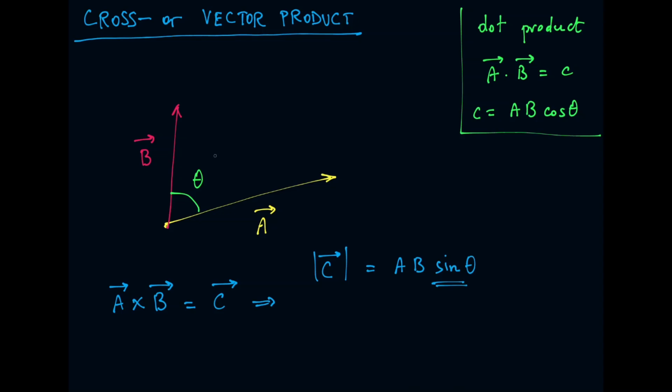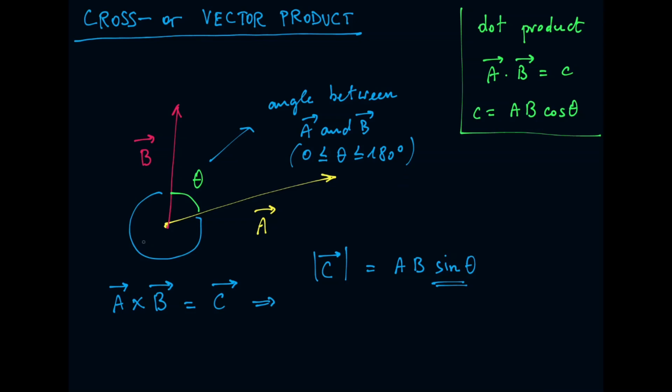Theta is the angle between A and B, and the smaller of the two angles, so the one between 0 and 180 degrees. Because if you consider this other angle, which is 2 pi minus theta, then the sign would be the opposite. So all of this wouldn't be valid. So take the smaller of the two angles between the two vectors, and you'll be good to go.